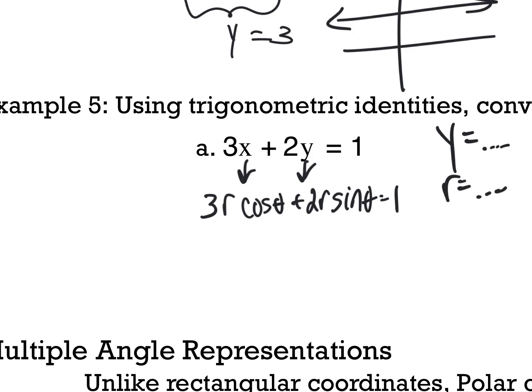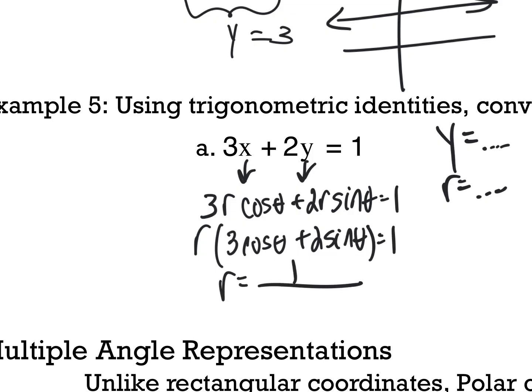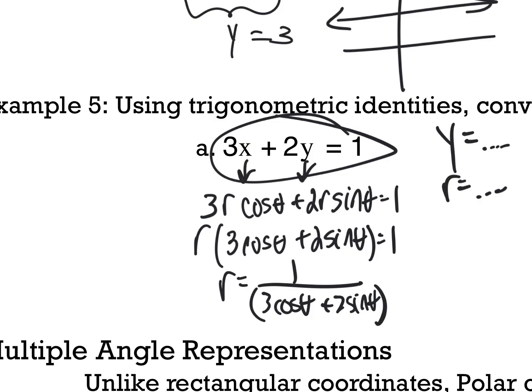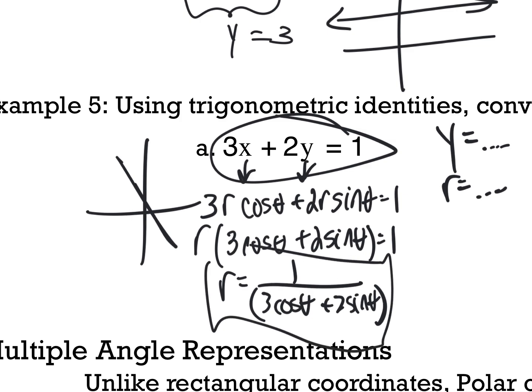So since this left side has a common factor of r, we can just factor it out and divide both sides by this 3 cosine theta plus 2 sine theta piece. And that's it. I mean, this is a linear equation. If you remember back in the Algebra 2 or Algebra 1 days, it would probably be something like that. This is the equation of the polar coordinates that would actually produce that.